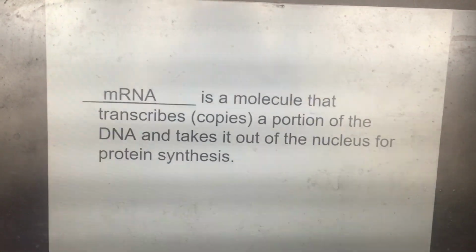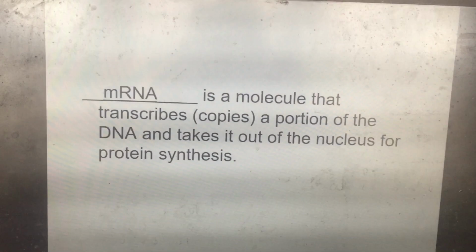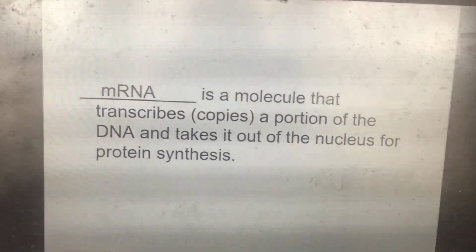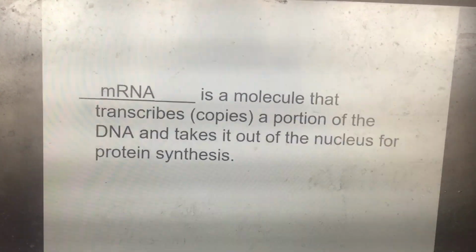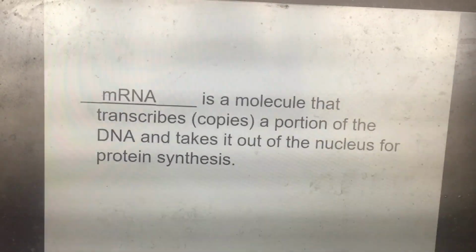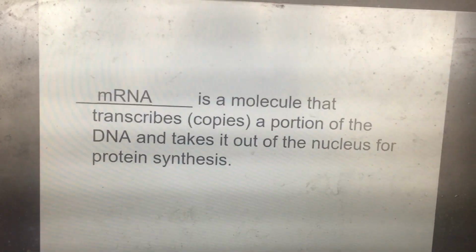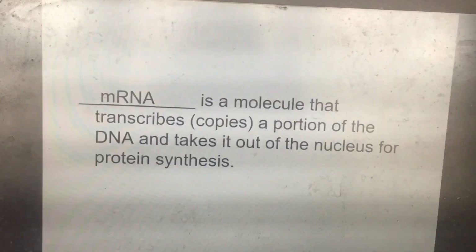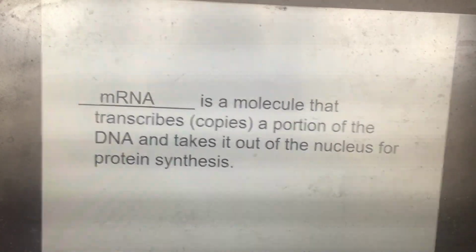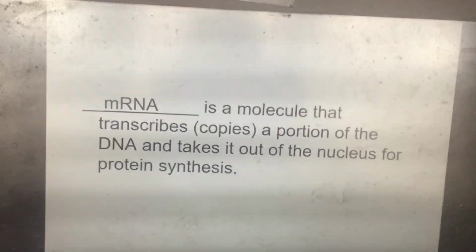An mRNA is a molecule that transcribes or copies a portion of the DNA and takes it out of the nucleus for protein synthesis. So your DNA encodes for all your proteins, but at a certain time, only certain proteins will need to be expressed. For example, if you're doing weightlifting exercise, you'll get increased expression of your myofibrillar proteins, your actin, your myosin, your regulatory proteins. So your DNA contains copies of those proteins. The mRNA will copy the message for those proteins, take it out of the nucleus, and then help to synthesize your proteins outside the nucleus.